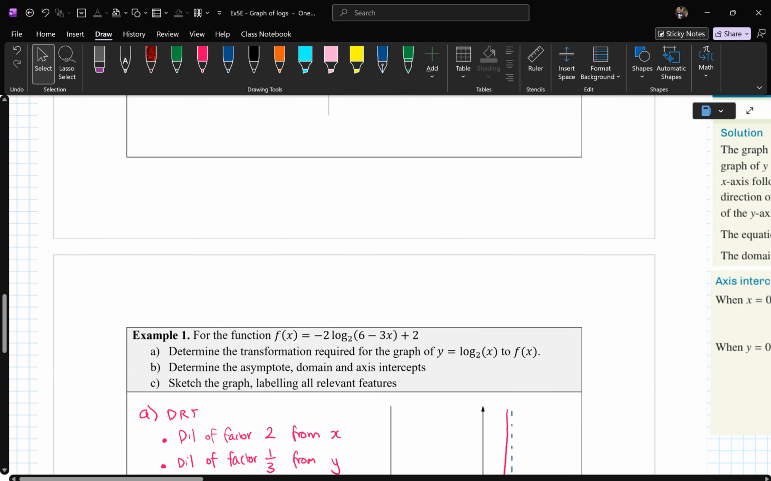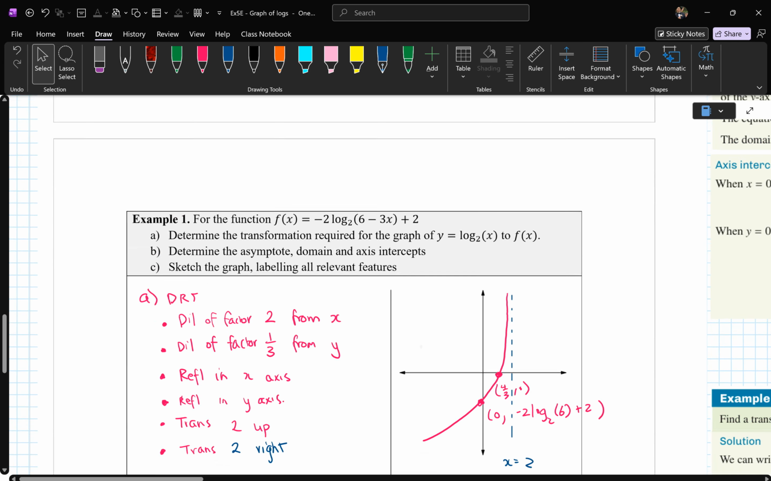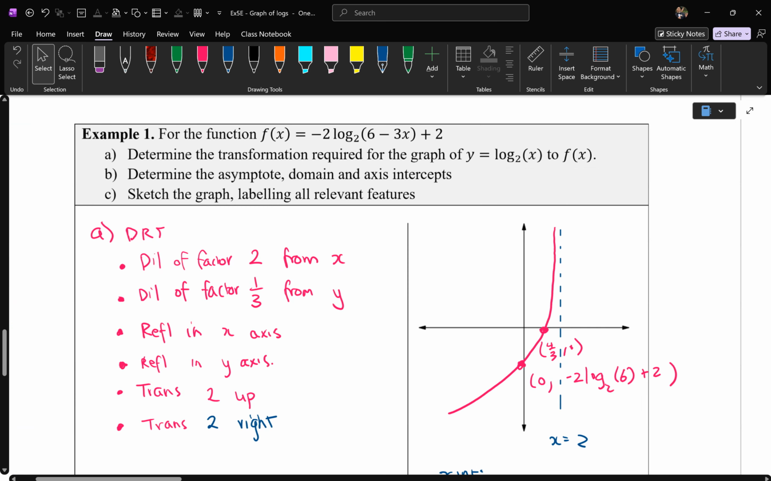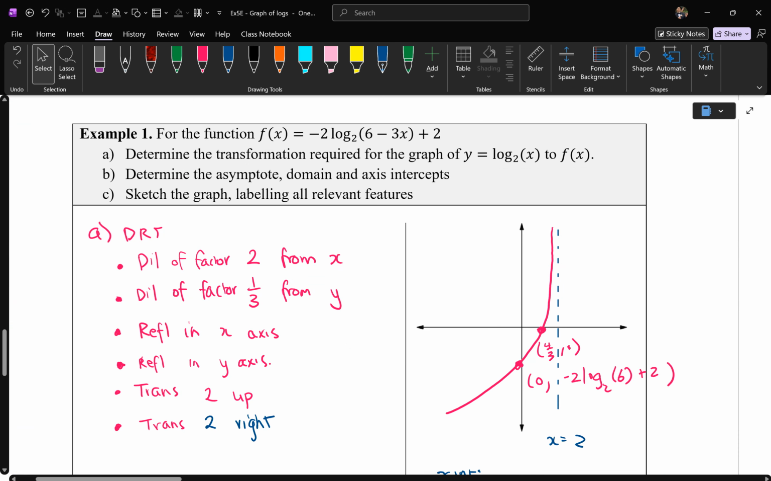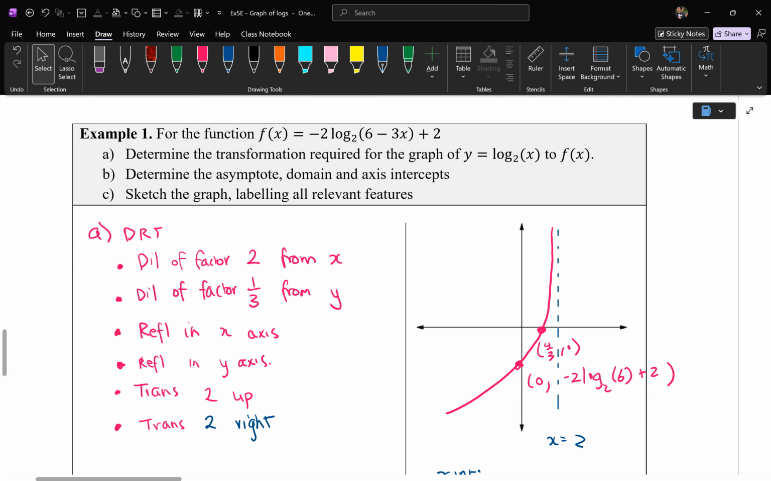Let's do an example. Now, I've already left these solutions here because I'm assuming you can read the transformation. So here, hopefully you can read the transformation: up by 2. This is to the right by 2. Reflection and a dilation of 1/3, not 3. So 1/3 from the y-axis, and it moves to the right by 2. And then this is dilation of factor 2 from the x-axis, and then a reflection in the x-axis as well.